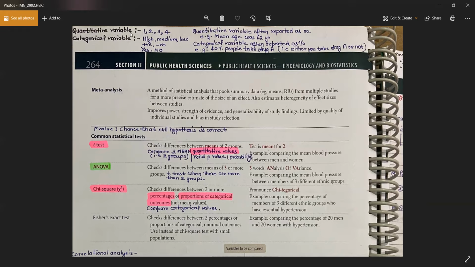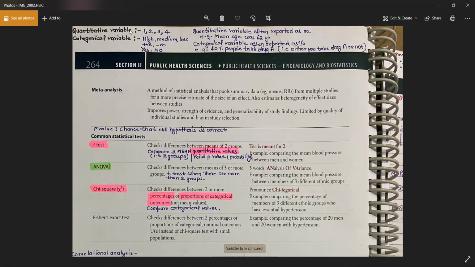So categorical values and quantitative variables, the two types of variables exist. This categorical is also known as a qualitative variable. Both are the same thing. Categorical is also called a qualitative variable, and the quantitative variables are these ones. Any variable which you cannot quantify is known as a categorical value: high, medium, low, yes, no, positive, negative. Even the percentage is a categorical or qualitative variable.